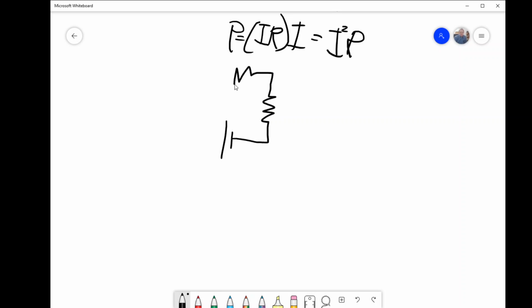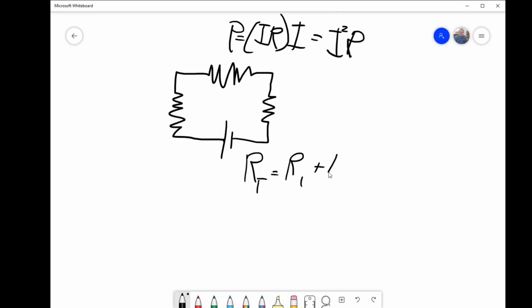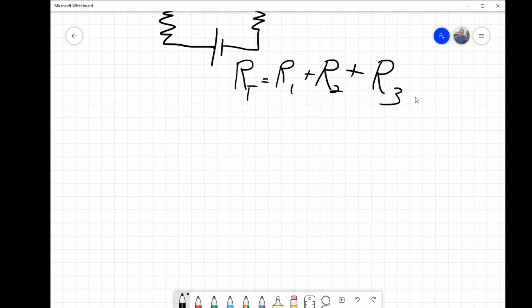You have your electrical source, you have your 3 resistors, and the total resistance is the resistance of 1 plus resistor number 2 plus the resistance of resistor number 3. So when things are in series, it's very straightforward. But when things are in parallel, that's when they get very counterintuitive.